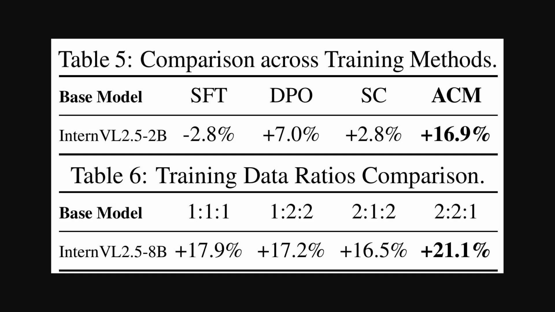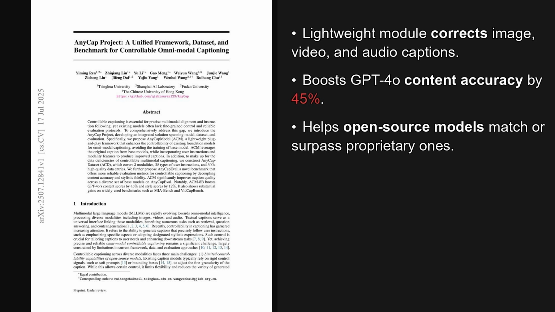Building on those results, this next set of tables digs into why the AnyCap model is so effective. The top table compares it against other popular training methods. We have supervised fine-tuning, or SFT, which is a standard retraining approach, and also direct preference optimization and self-critic. The results are striking. The AnyCap model gives a nearly 17% boost, far outperforming the others. The bottom table then shows that the mix of training data also matters, with a specific ratio boosting performance even further, to over 21%.